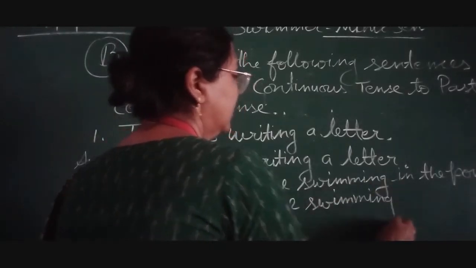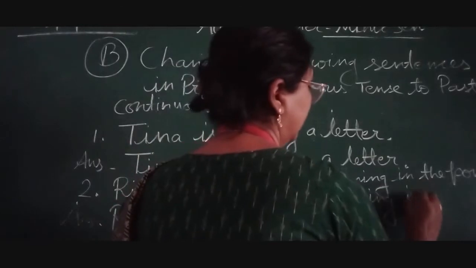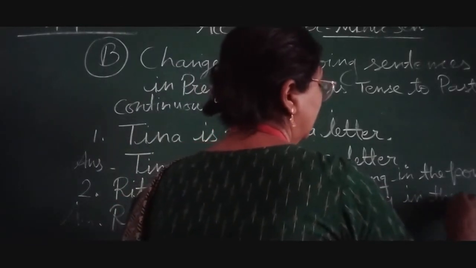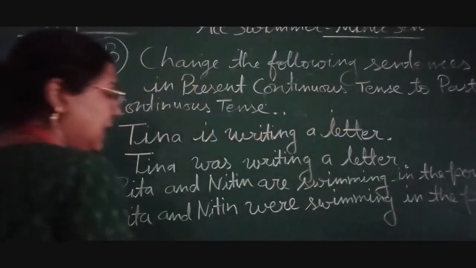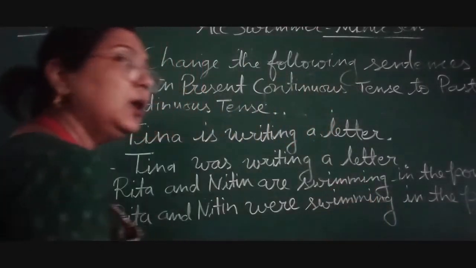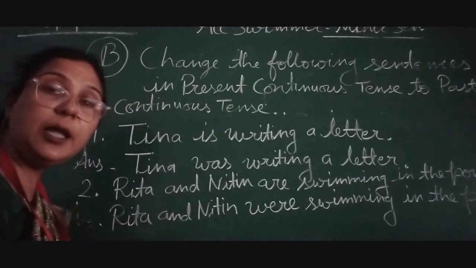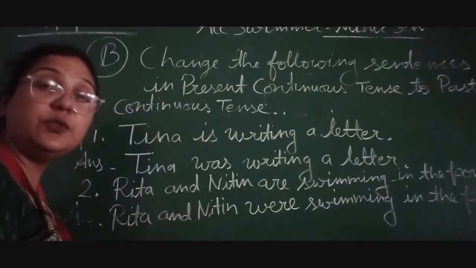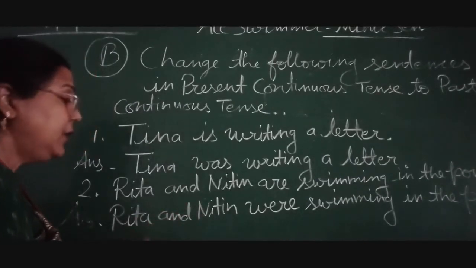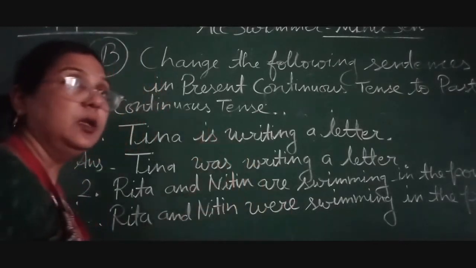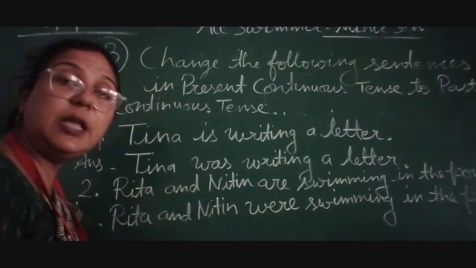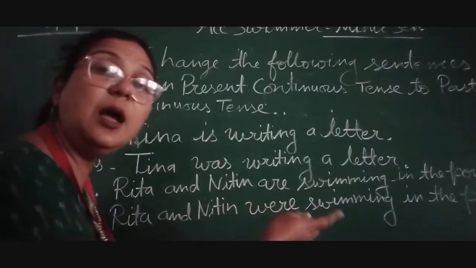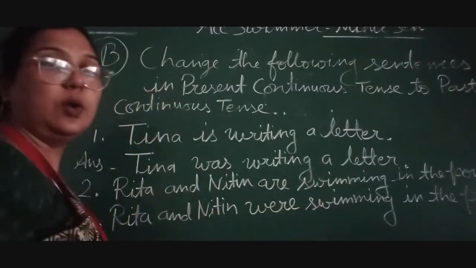swimming in the pond. Okay, so Rita and Nitin were swimming in the pond. Kya kar rahe hain? They are swimming in the pond. So here Rita and Nitin were swimming. Tair rahe the. So what we will change here? Rita and Nitin were swimming in the pond. Okay children, so complete this.